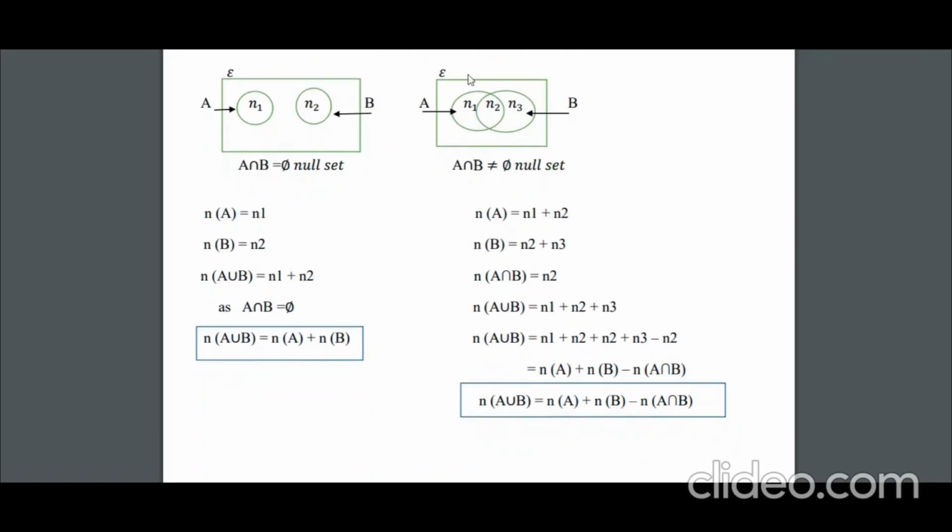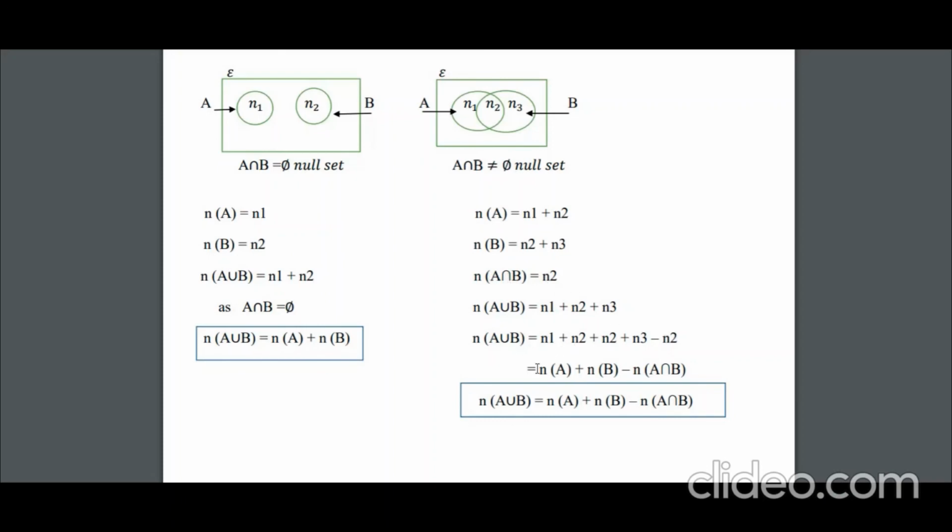But if we add these two, there would be an extra n2, right? So this extra n2 needs to be cancelled out. And what is n2? It's the number of elements in the A intersection B region. So we can write it as follows. It's the same thing, n1 plus n2 plus n3. If we add these two, it's n1 plus n2, that's the number of elements in A, and n2 plus n3, the number of elements in B, and subtract it once. The reason we are subtracting is because when we add these two, we are adding the region n2 twice. So what is n2? Elements in A intersection B.